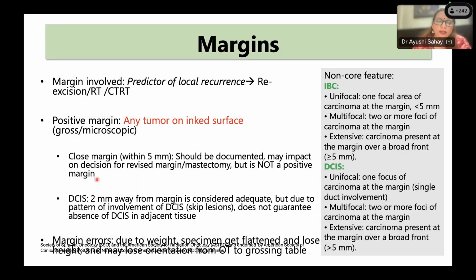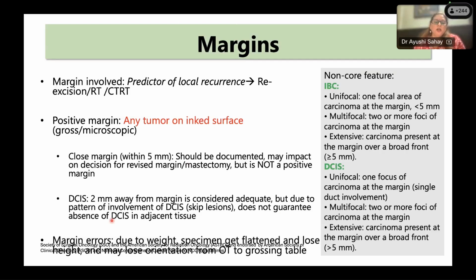And when do you mention close margin? When it is within 5 millimeter, it has to be documented. It is not a positive margin, but it may impact the surgeon's or the clinician's decision whether they want to undergo a revision or a follow-up mastectomy. But it is not a positive margin. You do have to document that it is close. And for DCIS, 2 millimeter is considered as adequate margin.